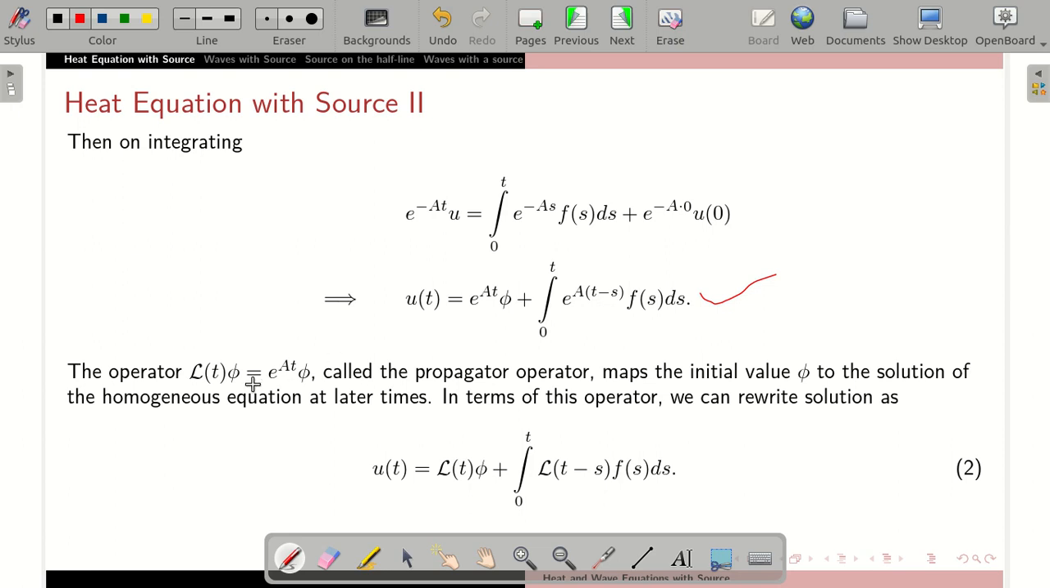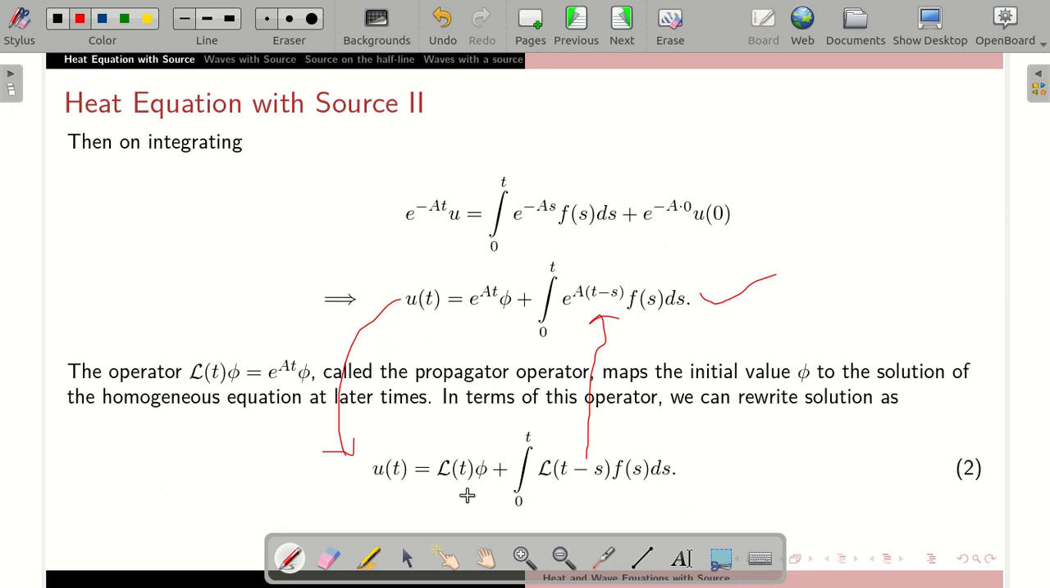So I will define an operator L(t) phi. So L is acting on phi and returns e power at phi, and this is called the propagator operator. With this operator we can write the solution in this form: u(t) equal to L(t) phi plus integral 0 to t L(t minus s) f(s) ds, where L(t minus s) is the exponential e power a(t minus s).